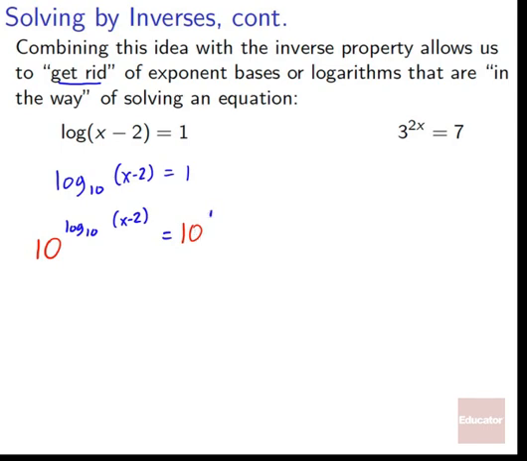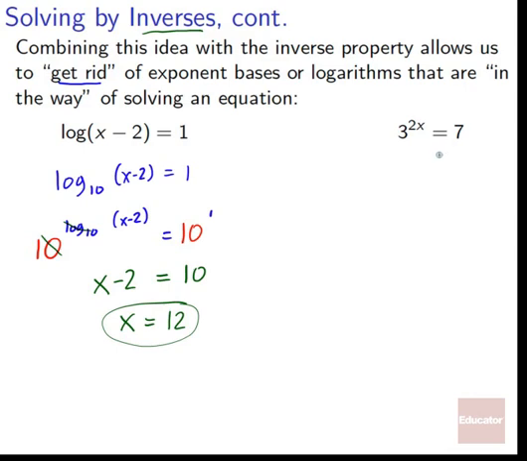All right, so at this point we've got the inverse property, right? We're solving by inverses, so we've got 10 to the log base 10. So these cancel out, and the x minus 2 just drops down, and we get x minus 2 equals 10 to the 1, which is just 10. So now we just solve it normally, x equals 12, and there's our answer.